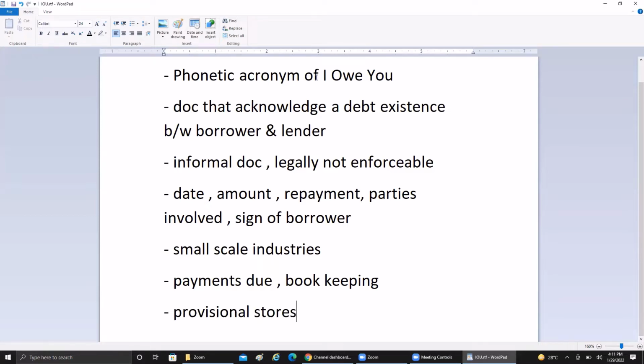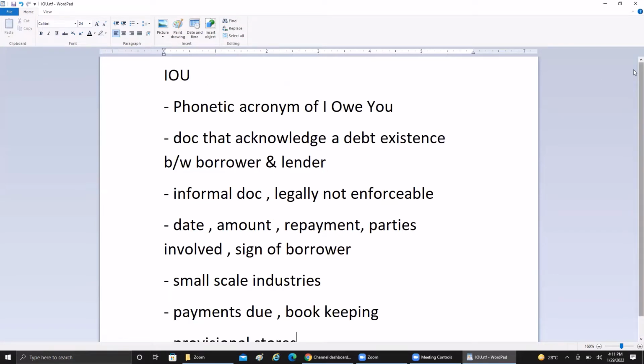So hope you all got some idea of the IOU document. This IOU is basically a kind of promissory note, but we cannot consider it a legally enforceable document, as it is an informal document. It will be used only at the lower levels or small scale industries. Yeah, some small dealerships, there only it will be used. Okay, so hope you all got an idea of what is IOU, guys.